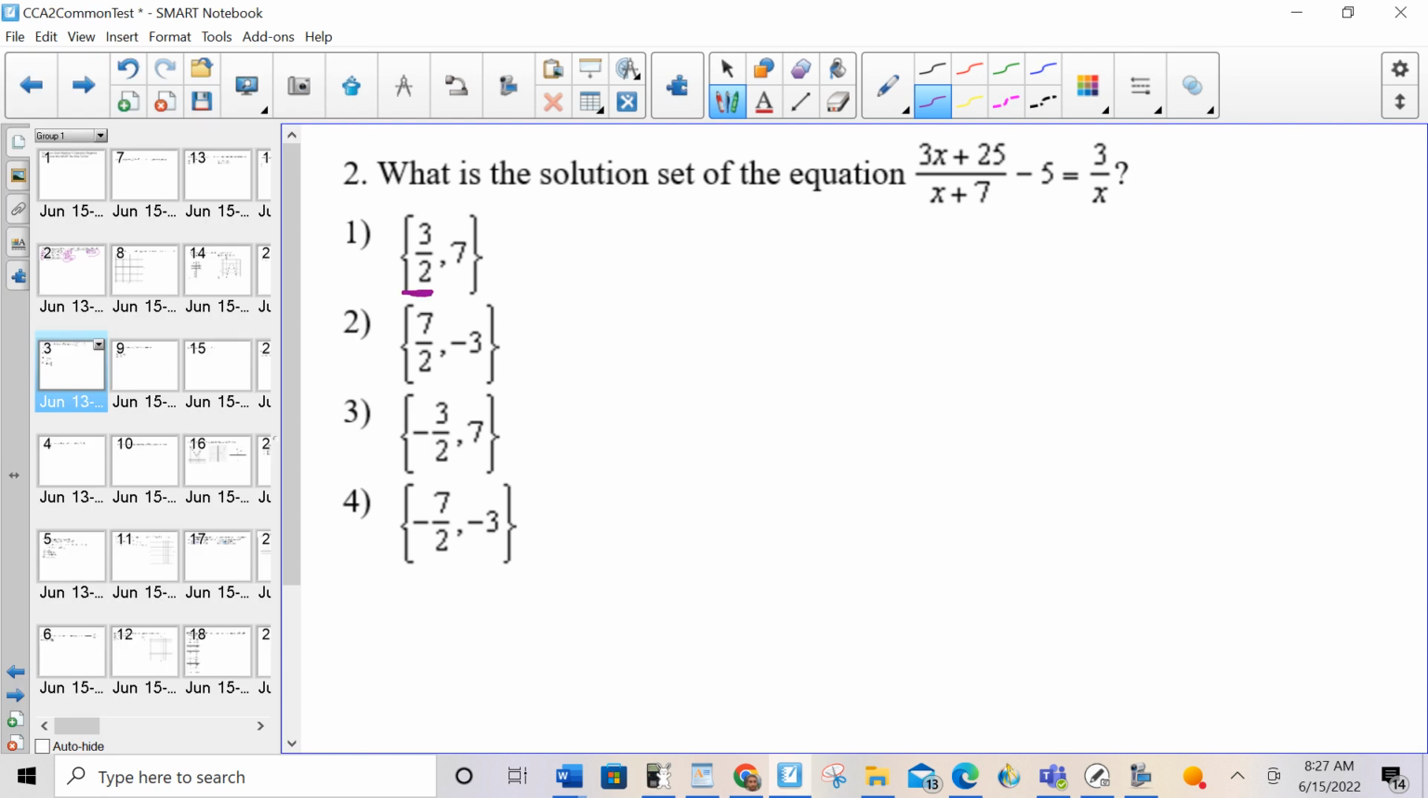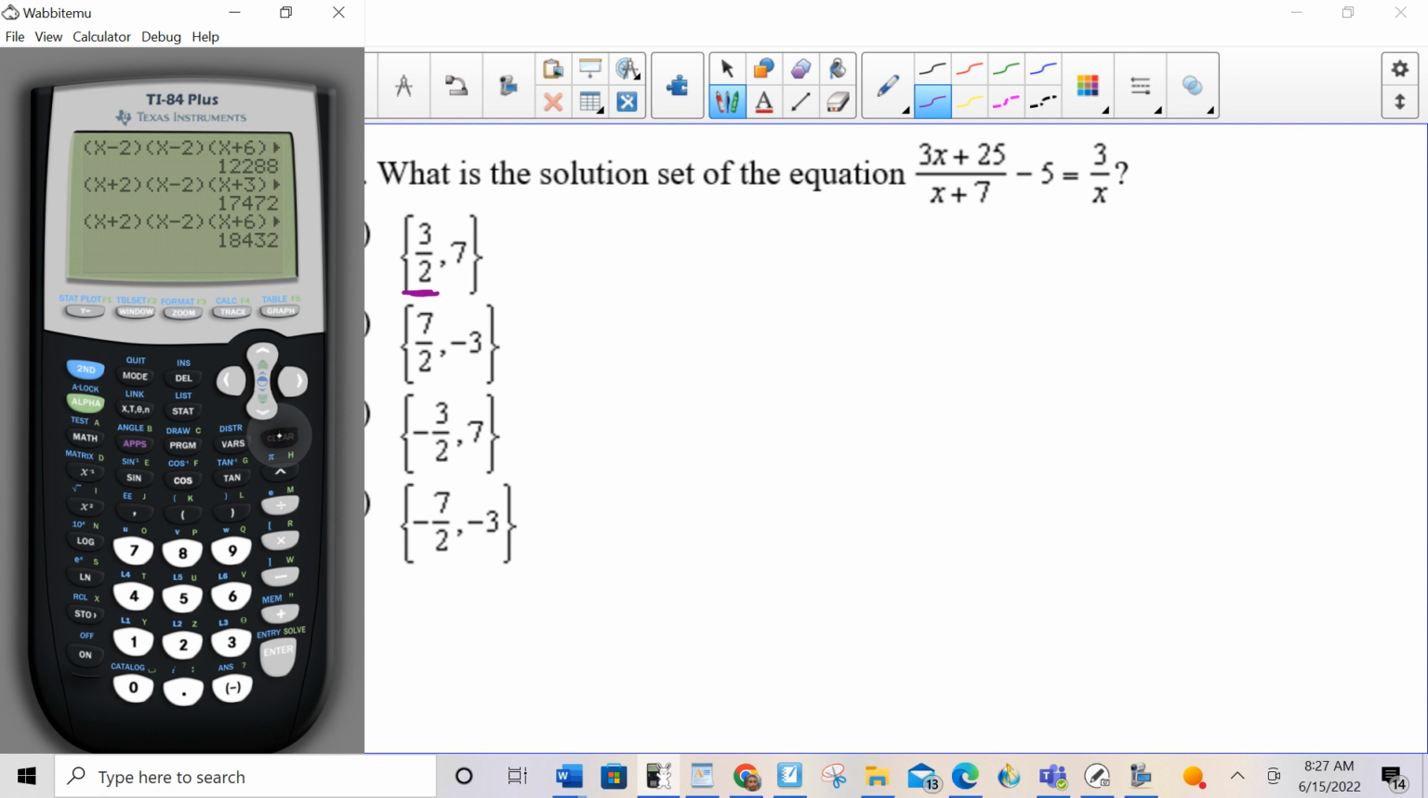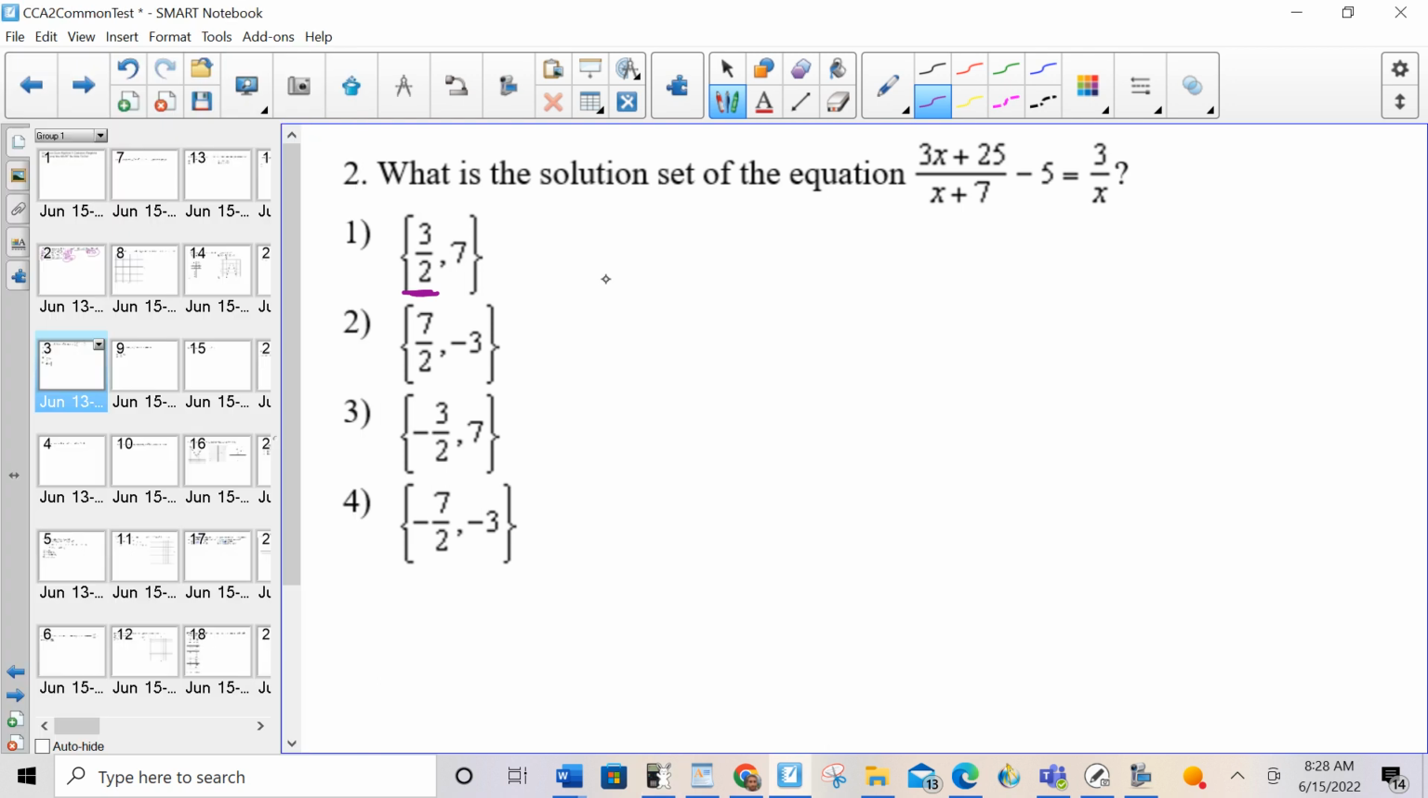So I'm going to start by checking 3 over 2. So I'm going to do alpha y equals enter, 3 over 2, store as x. I'm going to type in the left-hand side: 3x plus 25 over x plus 7 minus 5, equals 3 over x. Does the left-hand side equal the right-hand side? No. So therefore, 3 over 2 can't be an answer. So choice 1 can't be the answer.